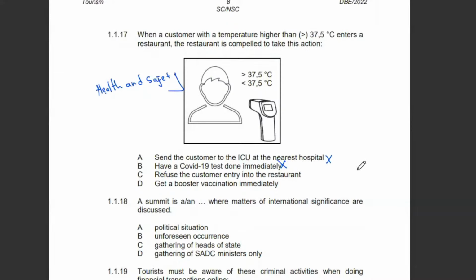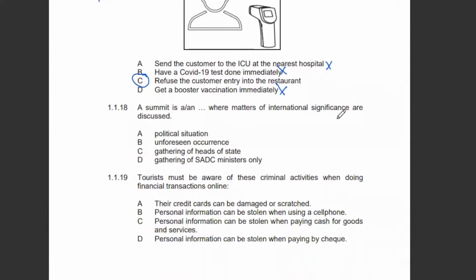C, to refuse the customer entry into the restaurant. They do have that right to refuse someone entry, someone with a temperature above 37.5. So we can take C as a correct answer. D, to get a booster vaccination. That's an unacceptable answer simply because they do not have that right to administer a vaccination on a customer. So the correct answer would be C. Refuse the customer entry into the restaurant.